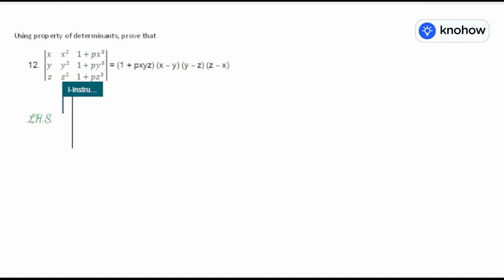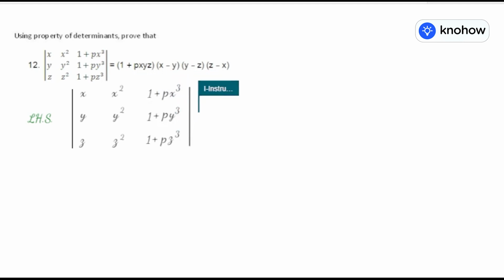Look at the function carefully. The elements of the first column are x, y, z; the second column are x square, y square, z square; and the third column elements are sums of two elements, that is 1 plus px cube, 1 plus py cube, 1 plus pz cube. So first of all you take the left hand side as the determinant with rows x, y, z, x square, y square, z square, 1 plus px cube, 1 plus py cube, 1 plus pz cube.